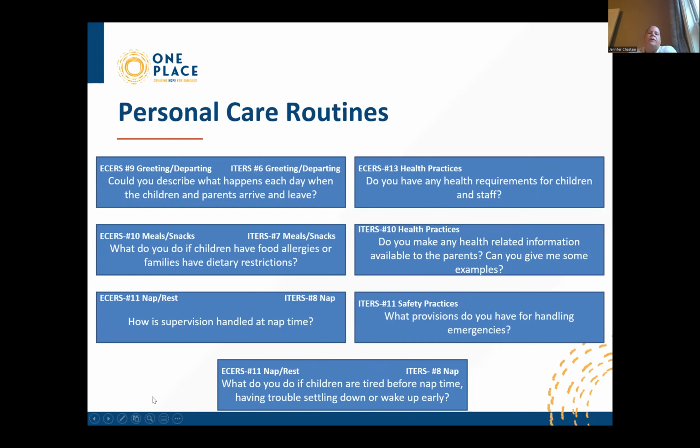All right, so personal care routines. This first one, it's kind of a dual one for ECERS. It's number 9, greeting and departing. For ITERS, it's number 6, greeting and departing. And it is basically just asking what happens each day when the children and parents arrive and leave.